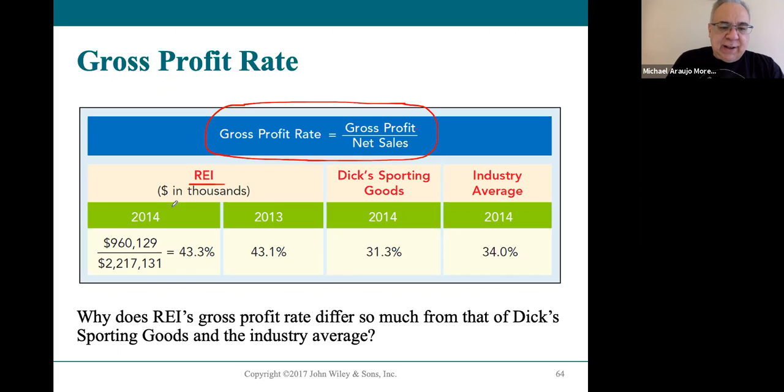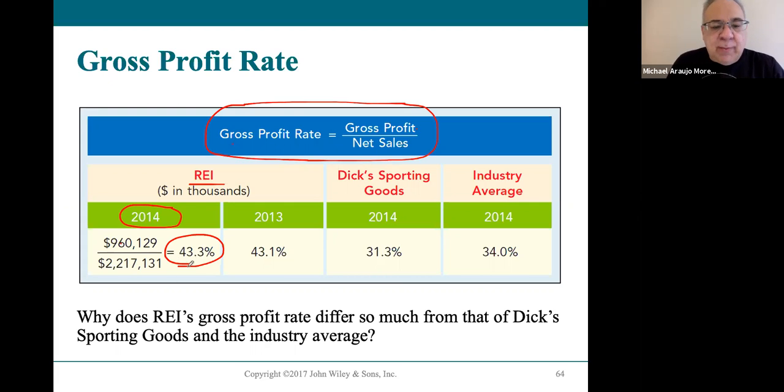So for REI, let's focus on 2014. They had a gross profit of $960,129. This gross profit is given to you on the multi-step income statement. But even if it weren't, you can still calculate it, right? It's net sales minus cost of goods sold. So it's easy to calculate. We divide that over the 2.2 billion in sales, and REI has a very healthy 43% gross profit rate.